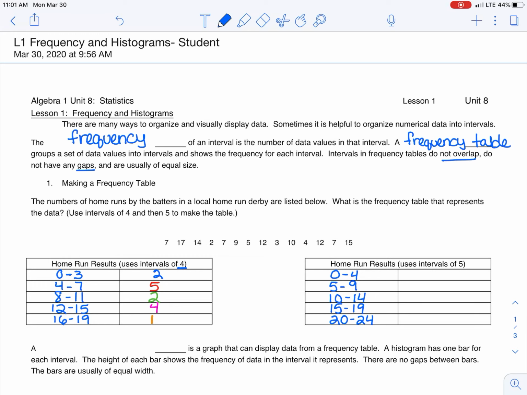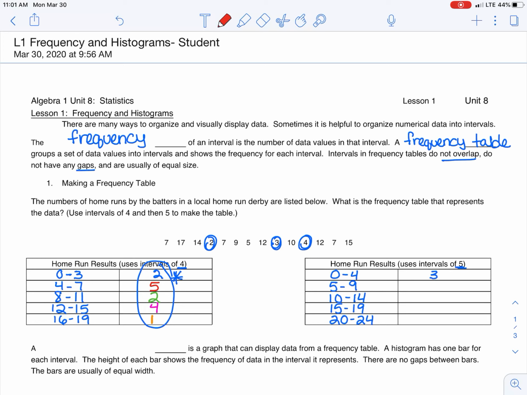Okay, so we should see a difference in these frequencies for this table and for our second table here. So between 0 and 4, we're going to go ahead and look. We have 1, 2, 3, and it looks like that's it. So we have a frequency of 3. If you look here, we had a frequency of 2 at first, but since we expanded our interval from 0 to 4, we picked up an extra frequency.